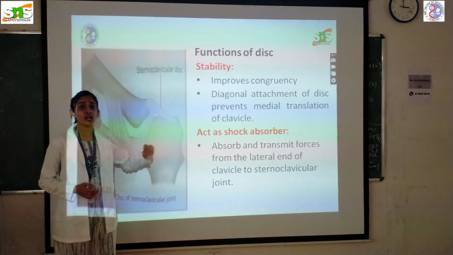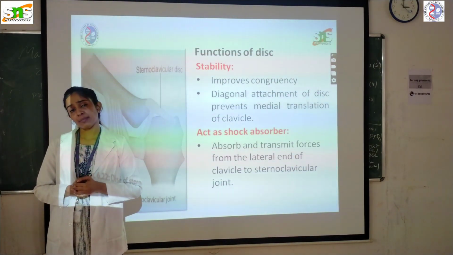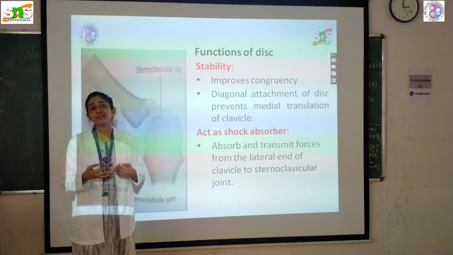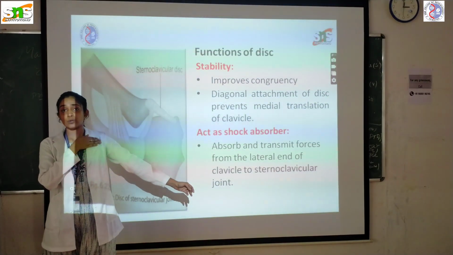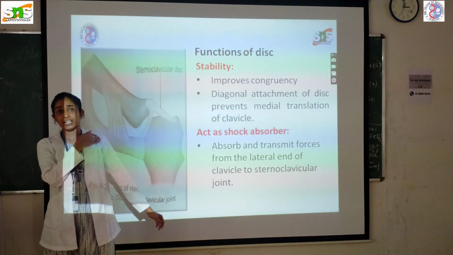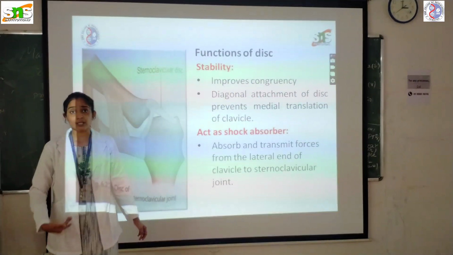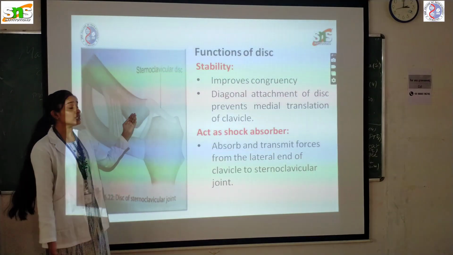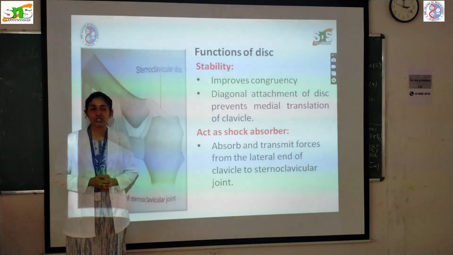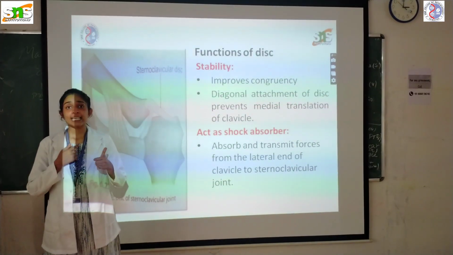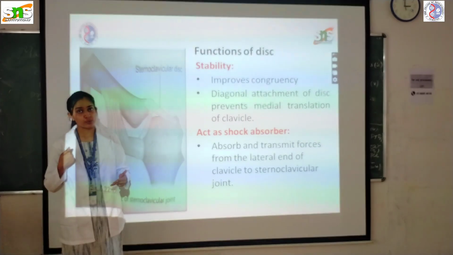It also acts as a shock absorber. So what is a shock absorber? It will absorb and transmit the forces from the joint to other parts. So when a laterally directed force is acting over your joint from the lateral end of your clavicle, it will be transmitted to your medial end, and then to your axial skeleton by your sternoclavicular disc. So all these are the functions of your sternoclavicular disc: it provides stability, it prevents the medial translation of the clavicle, and it acts as a shock absorber.